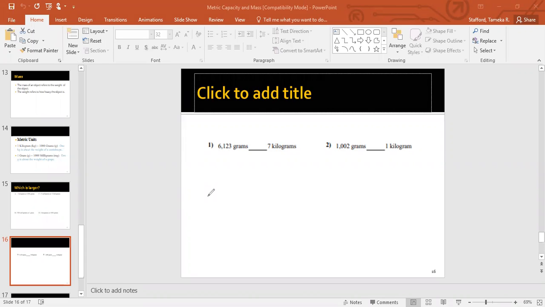Well, let's change the kilograms to grams. 7 kilograms is going to be 7,000 grams. So which one would be bigger? 7 kilograms. All right. For number 2, you have 1,002 grams, greater than, less than, or equal to 1 kilogram. Let's change this kilogram again to grams. So that would be 1,000 grams. So which one would be larger? That is right, 1,002 grams.